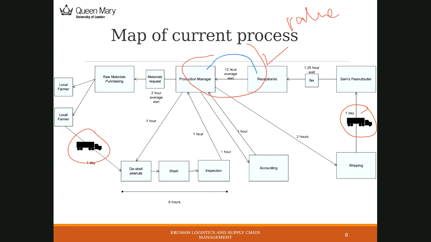See, they have a 12-hour average wait. How can you save the time? Can you write it down in the chat, or use your mic? Is your mic working? You're saying they need to sit together. Maybe the production manager and the receptionist sit together, so that they can save time.